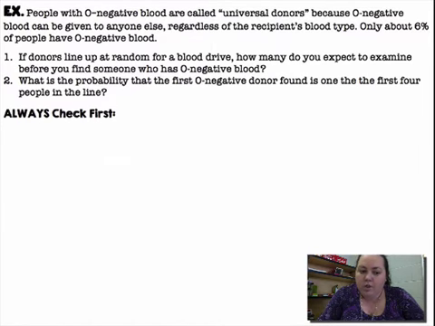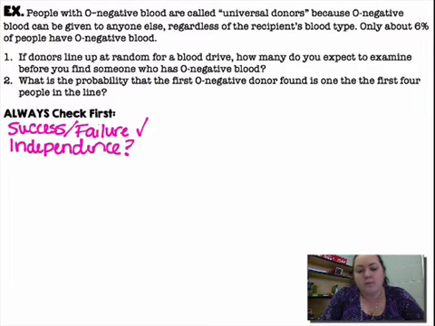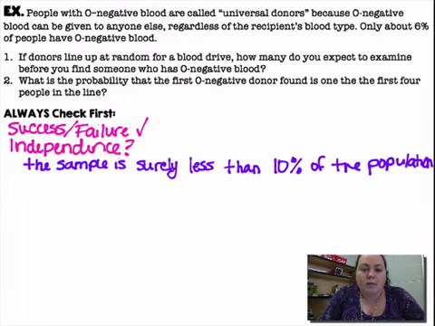So you're going to want to check first that there's success or failure, that there's only 2 outcomes. Okay, I have only 2 outcomes. They either have O-negative blood or they don't. I want to check that they're independent, and if they're not independent, that it meets the 10% condition. So this sample is surely less than 10% of the population, because my population would be every single person. And the people that are lining up at this blood drive, I'm sure, represent less than 10% of the population.